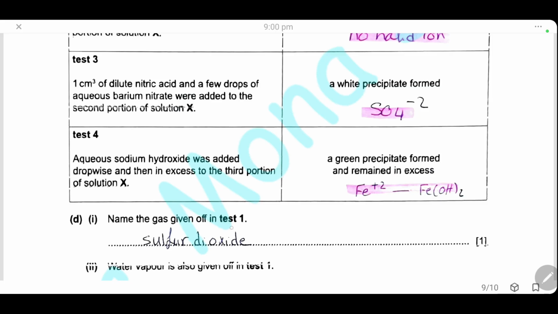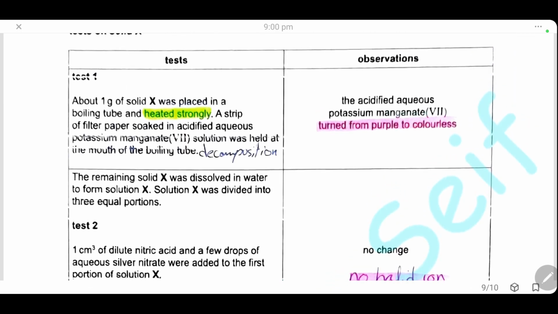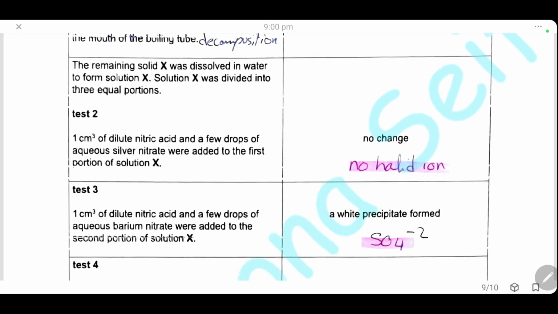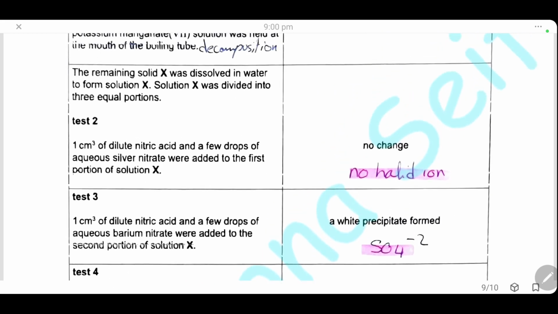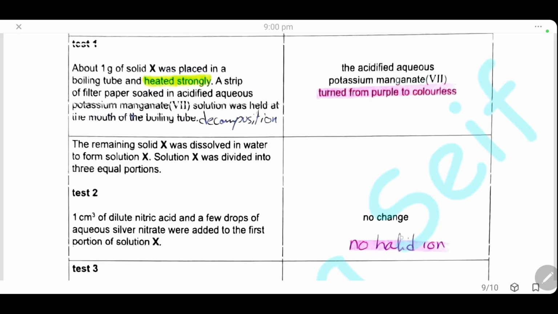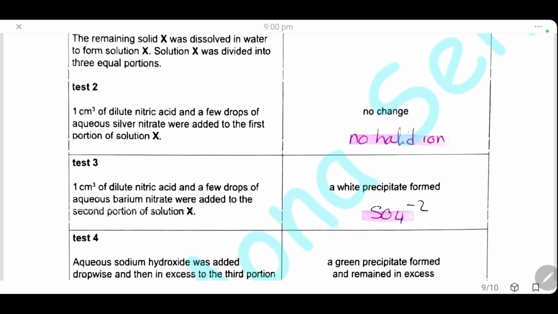Name the gas given off in the test number 1. Here we test the gas formed with potassium manganate and the color changed from purple to colorless. This is the test of sulfur dioxide gas. So the gas formed is sulfur dioxide. Heating the iron 2 sulfate strongly decompose it to form sulfur dioxide gas. So the gas tested in test 1 is sulfur dioxide.